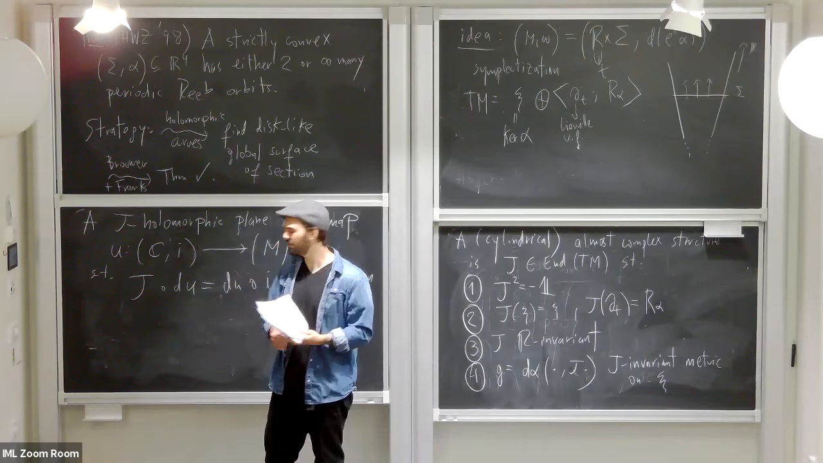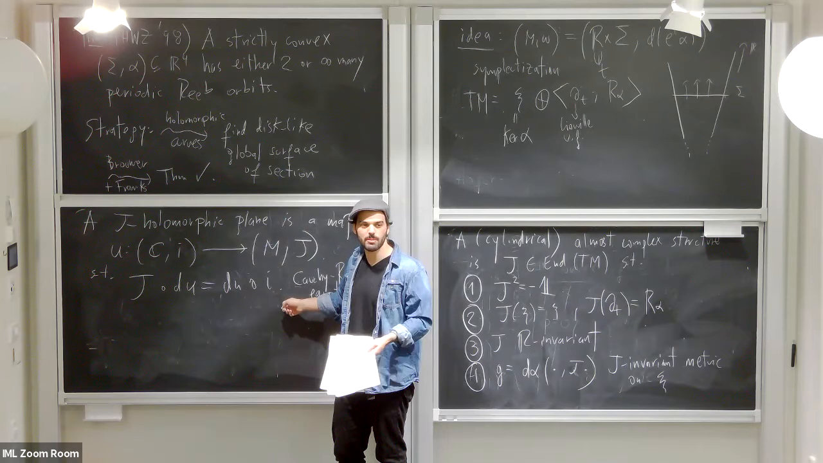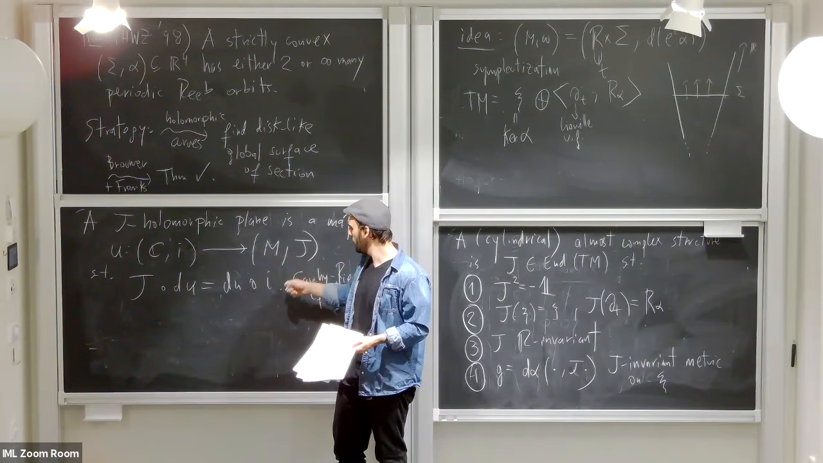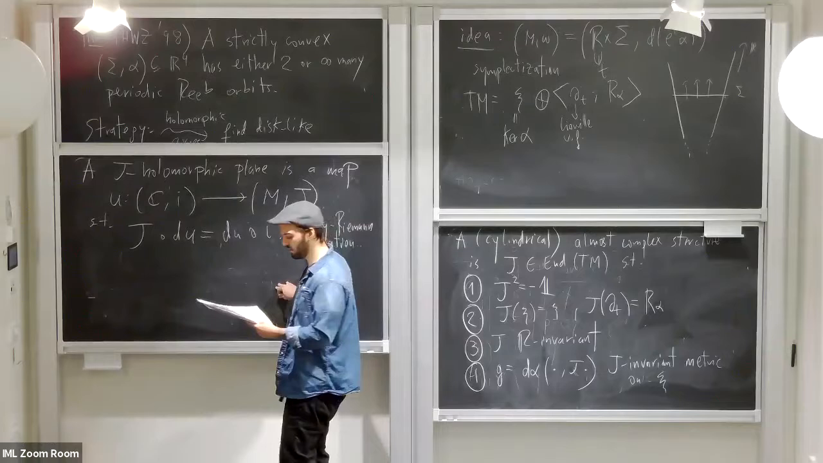But anyways, as I was saying, it's good to remark that this is a generalization of a complex map from complex analysis, precisely because you're intertwining with the standard integrable i. If you put C here, it recovers the standard Cauchy-Riemann equation.